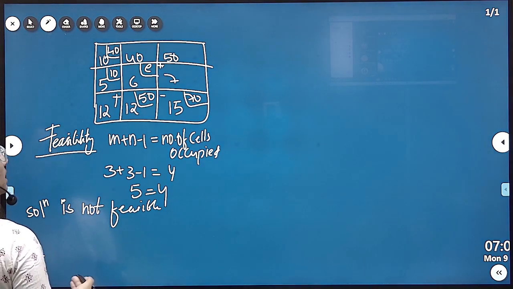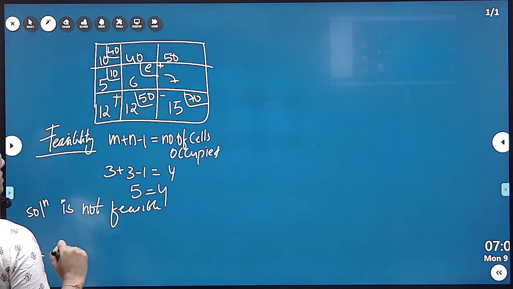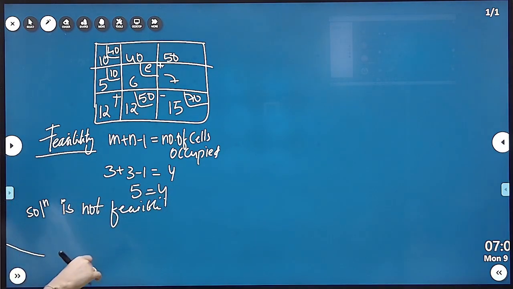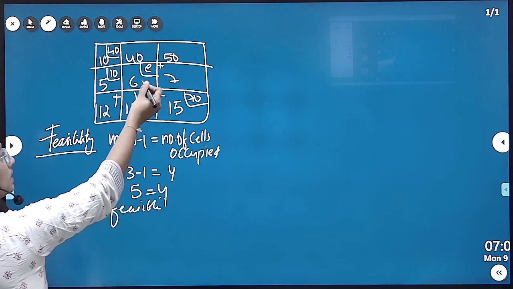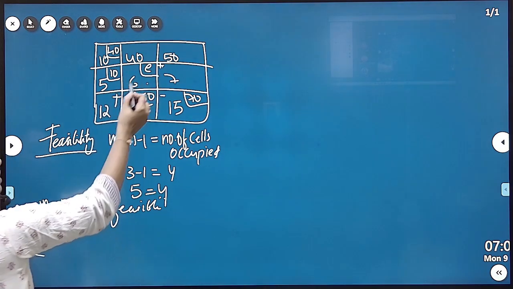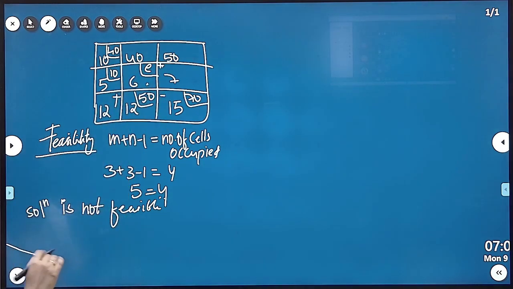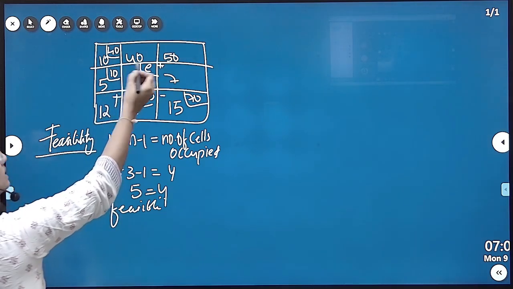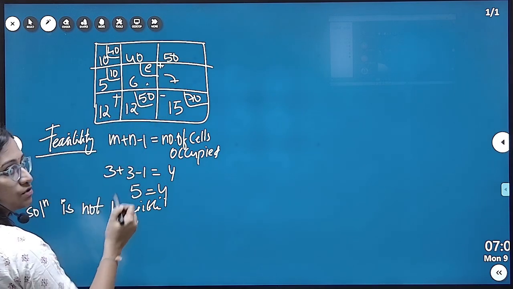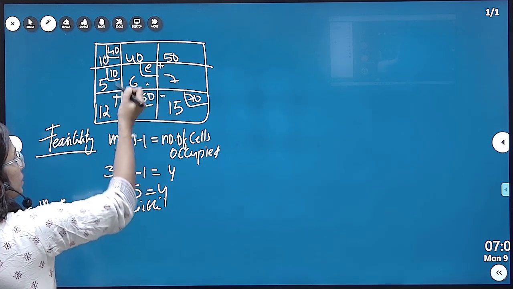Same like degeneracy, but here now we need to allocate one more cell, right? Because the number of occupied cells is only 4. So to make it 5, we take the least cost, E. We make the least cost in this matrix E, that is, a dummy allocation. This E value should always be positive, so we put positive, negative, positive and negative.